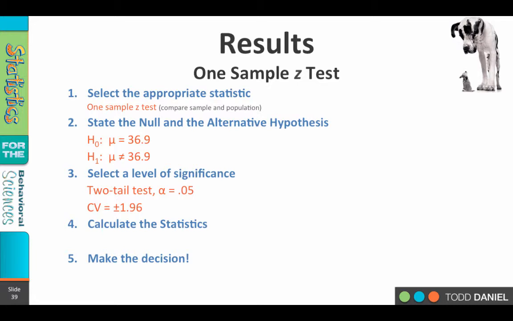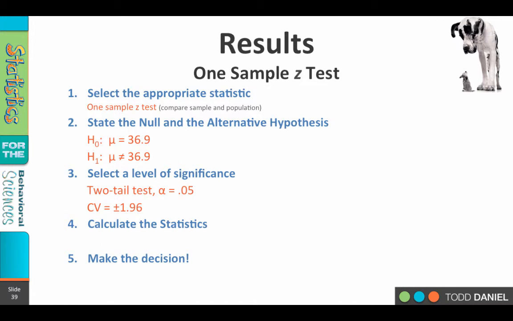The level of significance. We're using a two-tailed test. Alpha equals 0.05. Be sure to include two-tailed test. Don't just write a 2. Don't say two-tail. It's a two-tailed test, comma, alpha equals 0.05, which gives us a critical value of 1.96, or more accurately, positive negative 1.96, because we are using a two-tailed test.